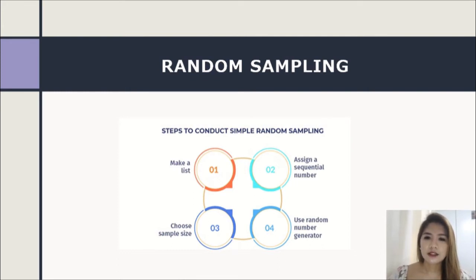And next, use a random number generator. You will use a random number generator to select the sample using your sampling frame or the population size from step 2 and your sample size from step 3. So for example, if your sample size is 100 and your population is 500, you will generate 100 random numbers between 1 and 500.